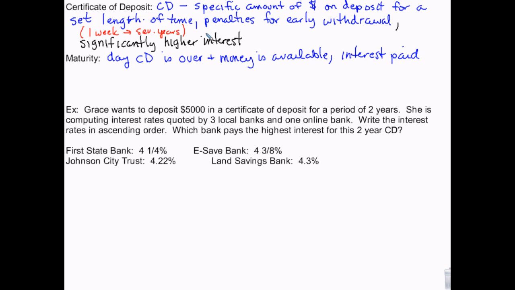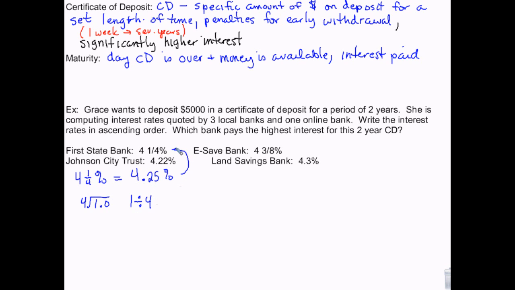Any questions? So we've got somebody, Grace, who wants to put $5,000 into a CD for 2 years, and she's comparing interest. And we have some in decimal form and some in fraction form. So we're going to have to go from fraction to decimal to compare these. So I have that 4.25%, and I want to make that 4 point something percent. So to do that, I do 1 divided by 4 into the calculator, and you're going to get 0.25.